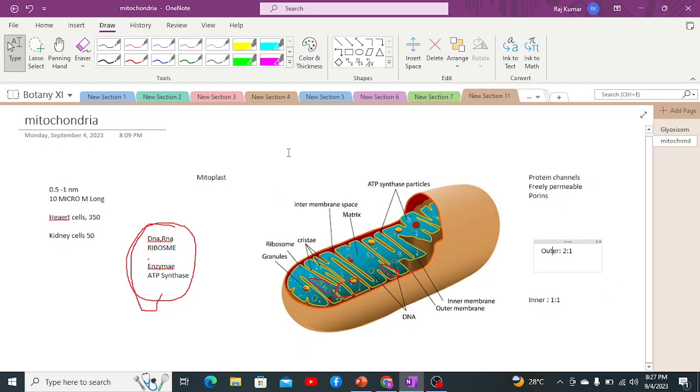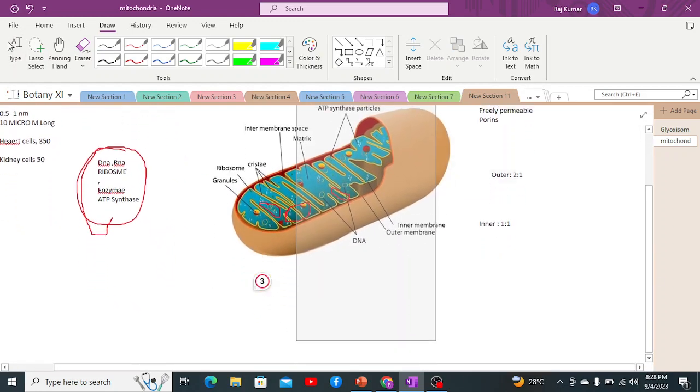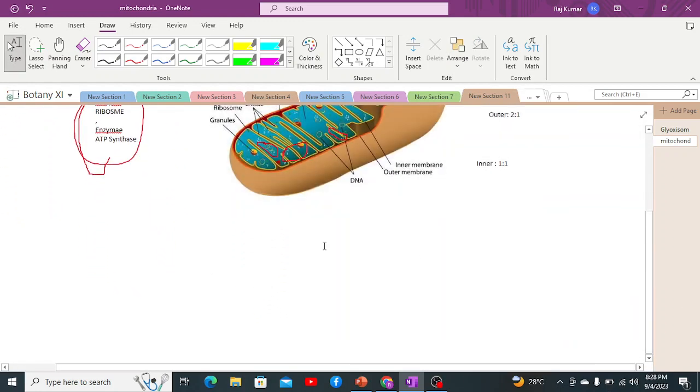Now this is a basic explanation about it, after which there are several structures, such as the double-stranded circular DNA present inside mitochondria. There's RNA: mRNA, tRNA, rRNA. But apart from this, we also call it a semi-autonomous organelle. We are going to discuss a few things here as well.